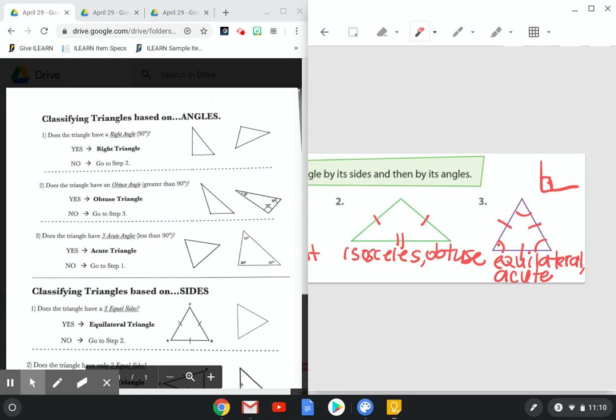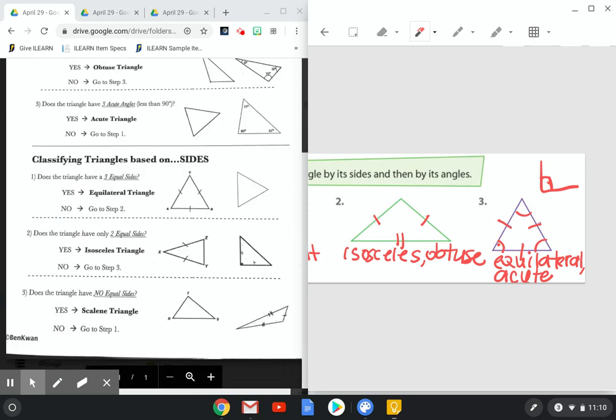You're going to be doing this in the Google form assignment that you have. I believe there are 7 questions, and for each question, you are going to choose 2 options. So you're going to choose either right, obtuse, or acute for its angles, and then you're going to choose a second one, either equilateral, isosceles, or scalene based on its sides.